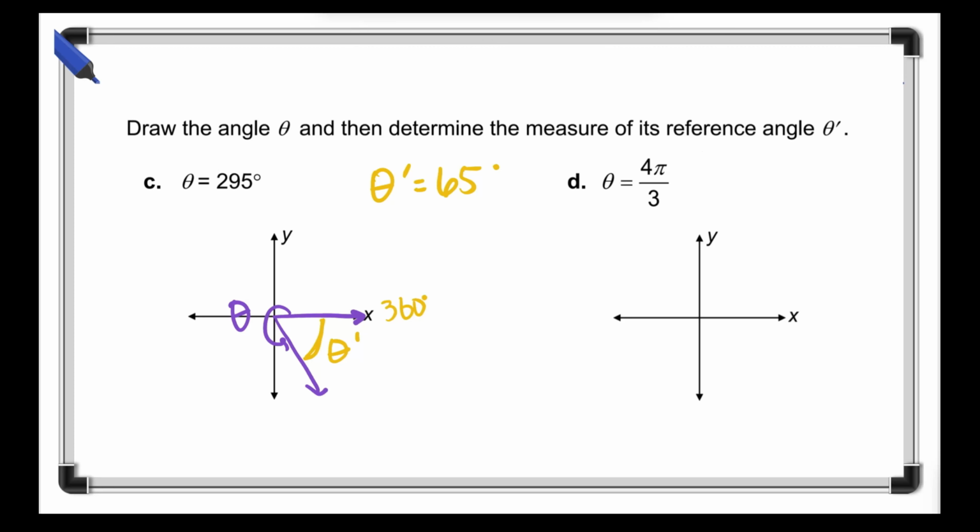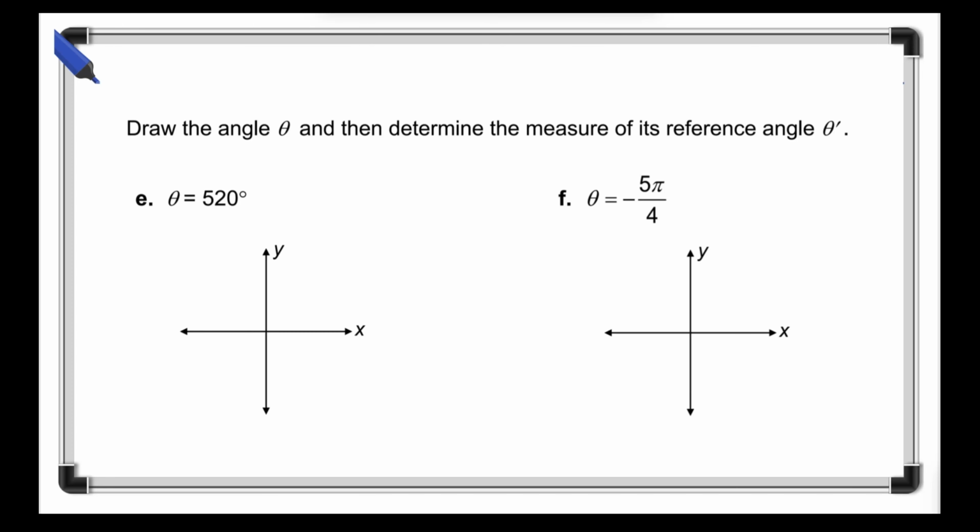Here we have 4 pi over 3. Now 4 pi over 3 is actually going to be in quadrant number 3. So here's 4 pi over 3. Our closest x-axis is right here. So this is our reference angle. Now our closest x-axis is actually going to be pi, which is the same thing as 3 pi over 3. So the difference between 4 pi over 3 and 3 pi over 3, our reference angle is going to be pi over 3.